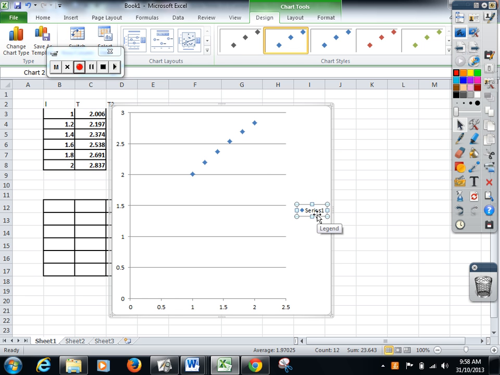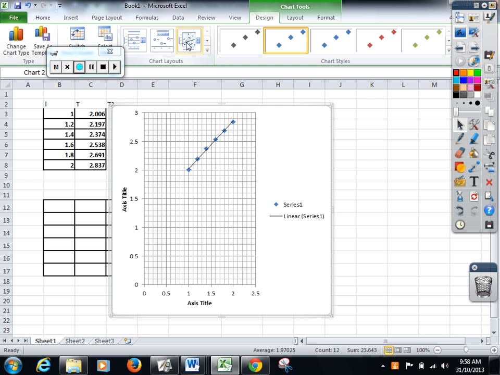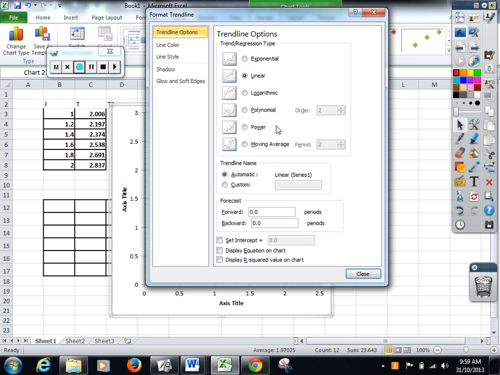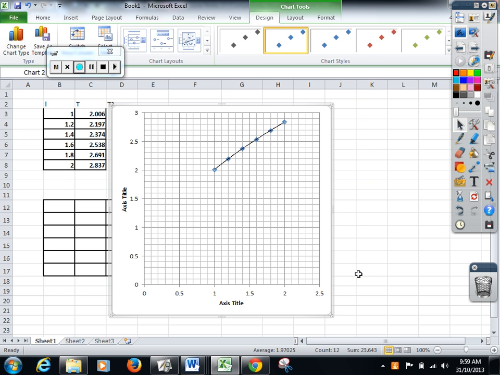It always gives you this little series thing here, so delete that. And you can press these chart layouts to make a grid. And I don't want it linear. This is actually a power fit. Don't worry about it.